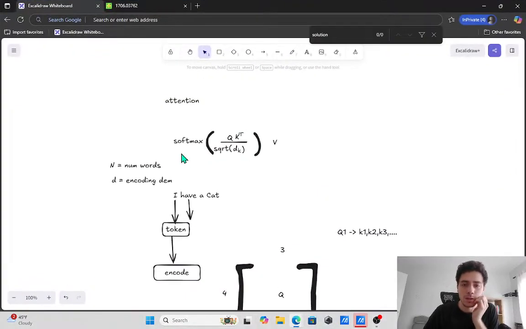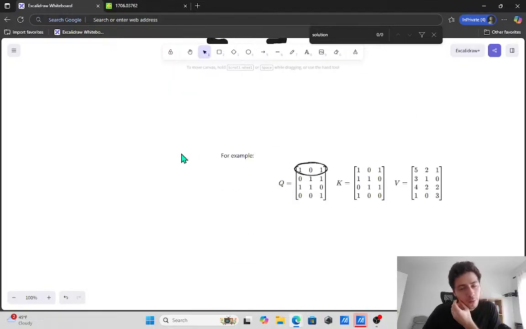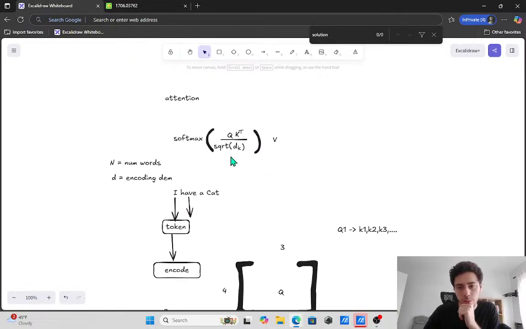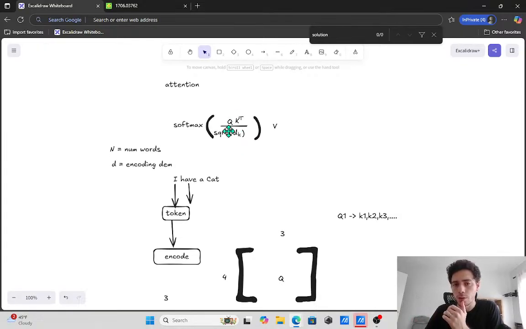Let me just make sure I understand this. I guess we will have to keep this value. We'll have to compute Q of K^T for every single word against every single word. So for I, we have to compute it against have, I, cat. Then for have, we do the same thing, and for A, the same thing. But for I, we computed this value for everything, and you have to keep this value.